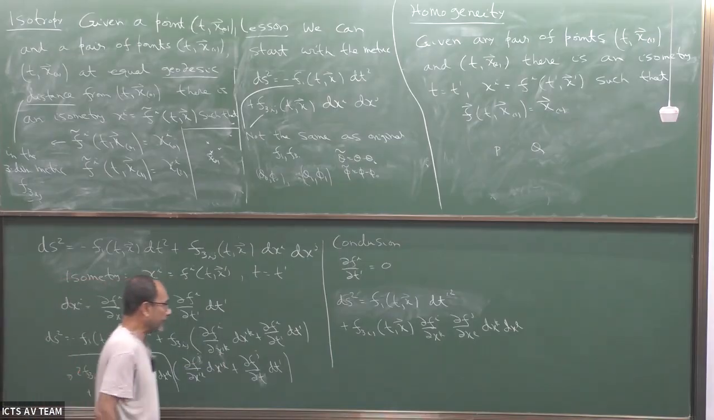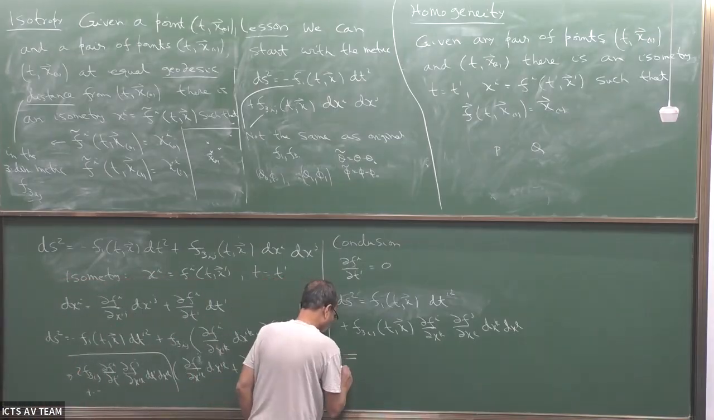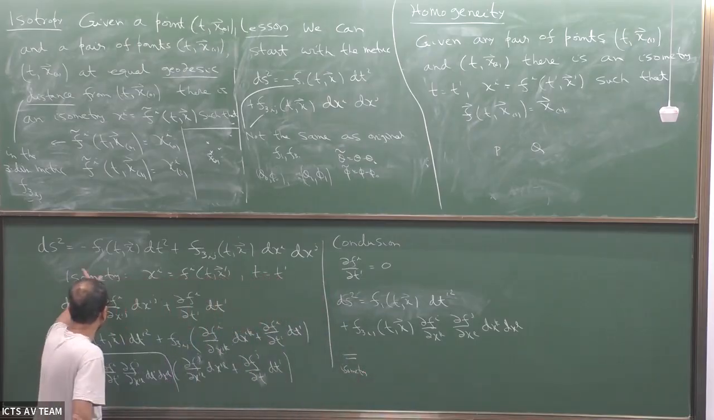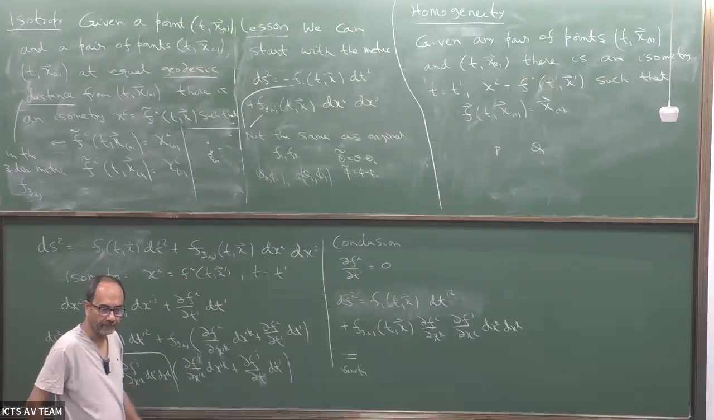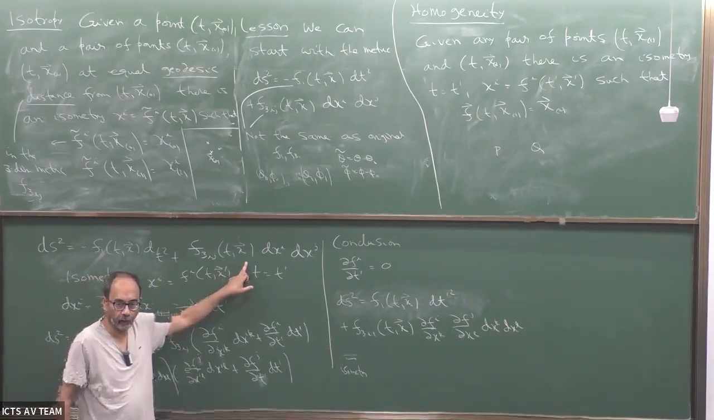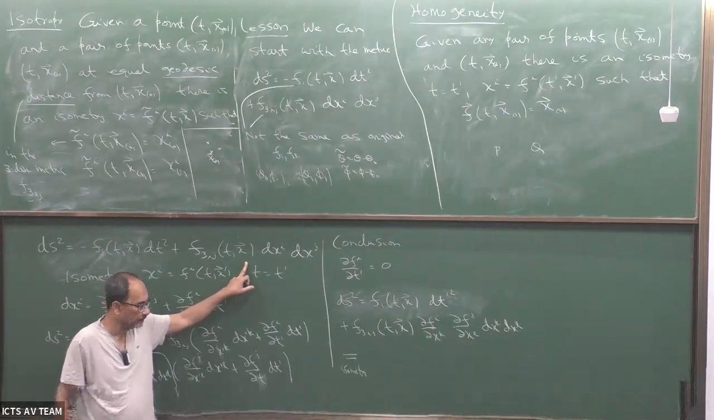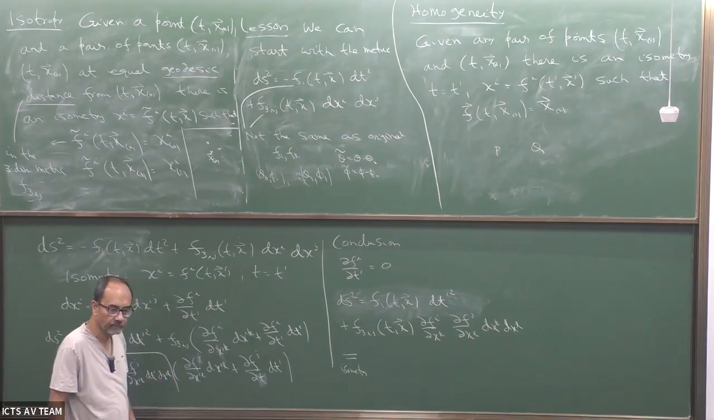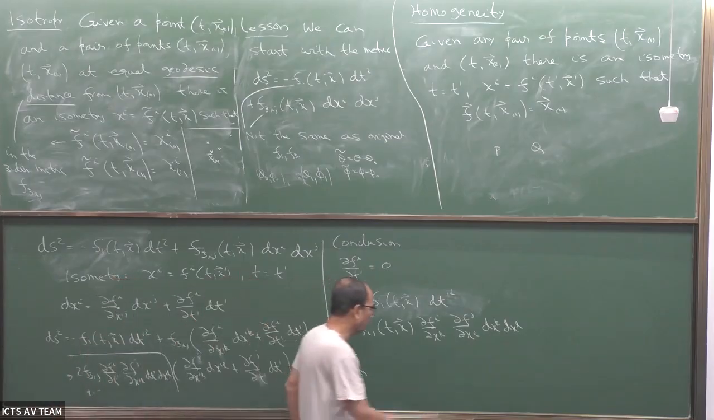But if it's an isometry, then it should have the same form as the original metric with x replaced by x prime. T is the same, right? T is T prime. So x should be replaced by x prime in the original metric. Clear? This is prime. Yeah, thank you. Yeah, prime.